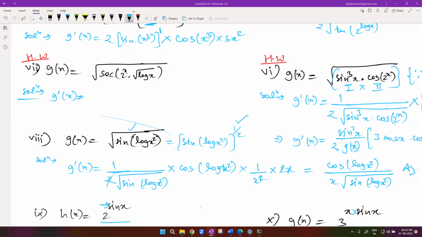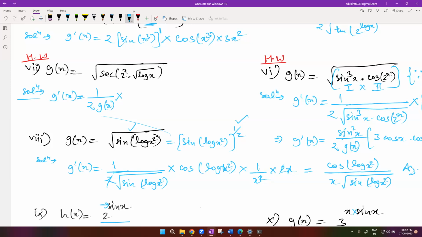1 by 2 root sec of 2 raised to x into root log x into sec of 2 raised to x into root log x into tan of 2 raised to x into root log x into 2 raised to x log 2 into root log x plus 1 by 2 root log x. Wait. Let's simplify the whole expression. You tell me one by one what is the differentiation of everything.